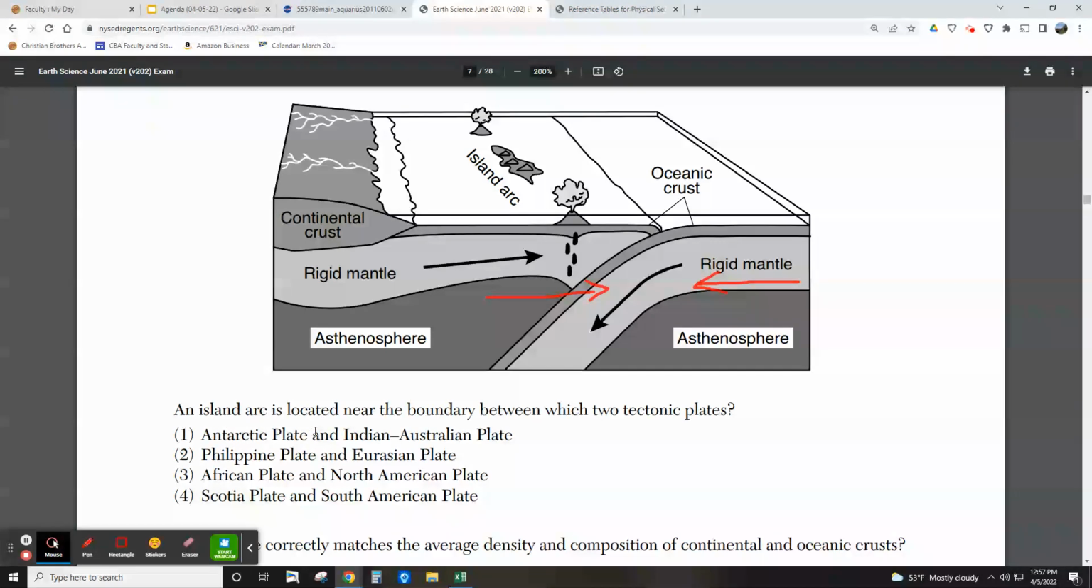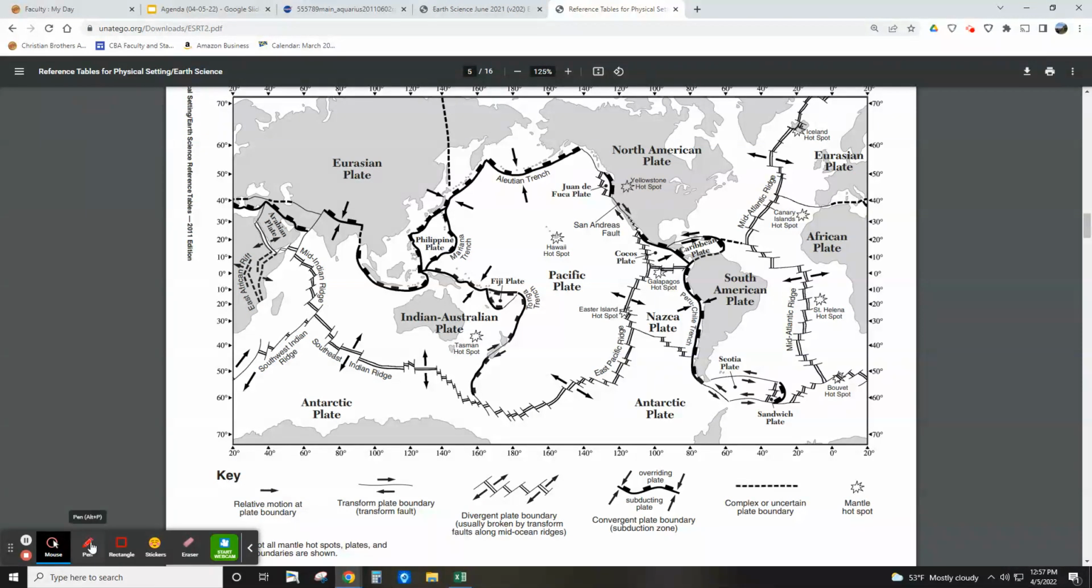So let's start with the Antarctic plate and the Indian Australian plate. If you find those two places, here's the Indian Australian plate, and here's the Antarctic plate, and here's the boundary between them. As you can see, the arrows are going opposite ways, and that actually represents what's called a divergent boundary. So it can't be that one. That doesn't make sense. So we're going to get rid of choice number 1.